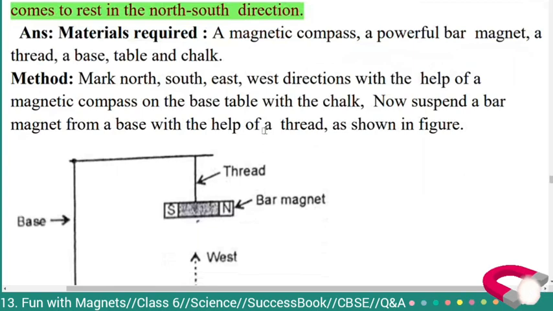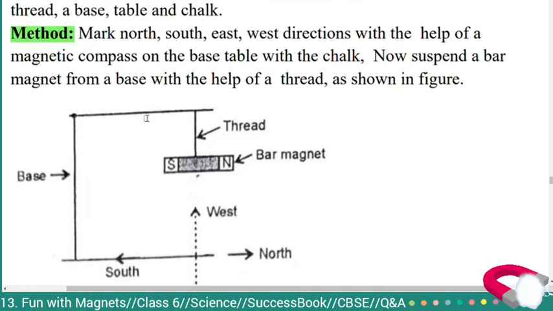Answer. Here materials required: a magnetic compass, a powerful bar magnet, a thread, a base, table and chalk. So these are the materials required. Method: mark north, south, east, west directions with the help of magnetic compass on the base table with the chalk. Now suspend a bar magnet from a base with the help of a thread as shown in the figure.